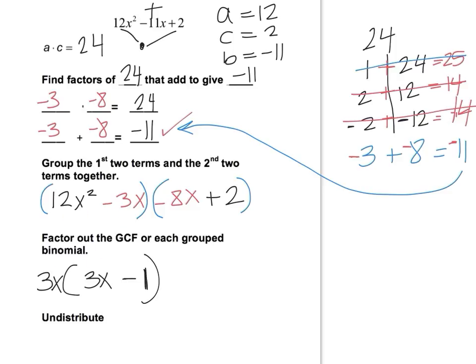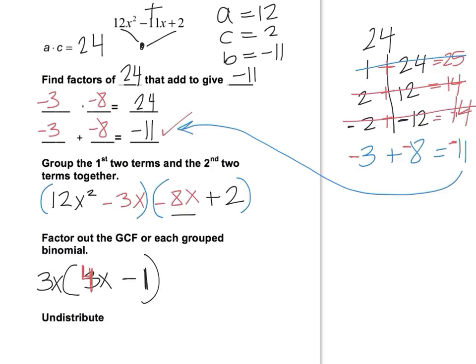So 3 times 3 is not 12, so I made a mistake over here. This should be a 4. Okay, so 12 divided by 3 is 4. So see how it's always good for you to check. We all make mistakes, so always double check by distributing. So 3 times 4 is 12. X times x is x squared. 3x times negative 1, that's your negative 3x.